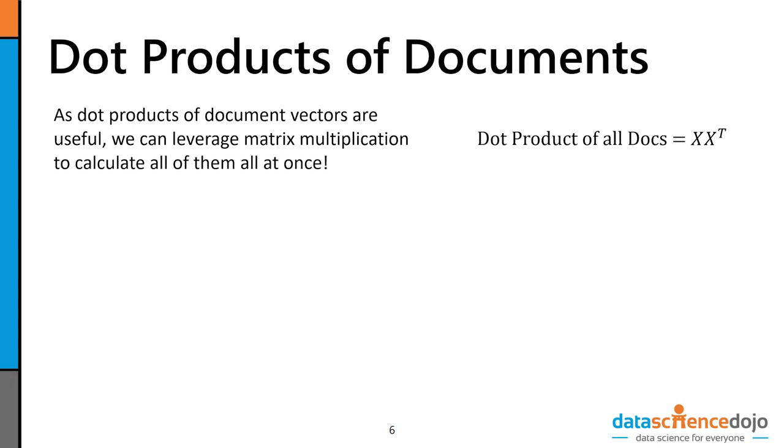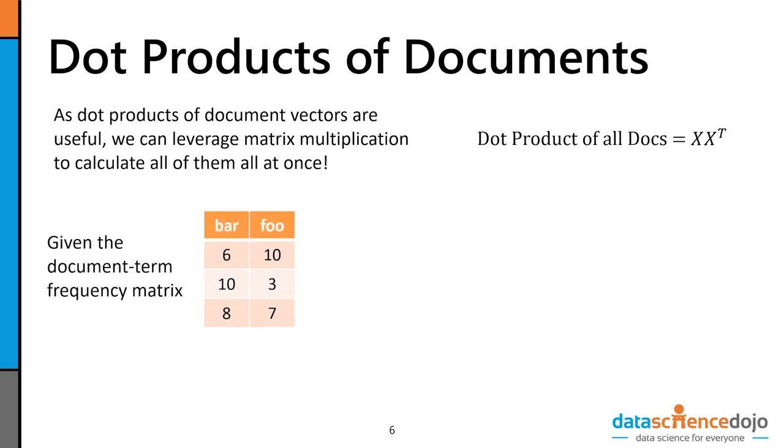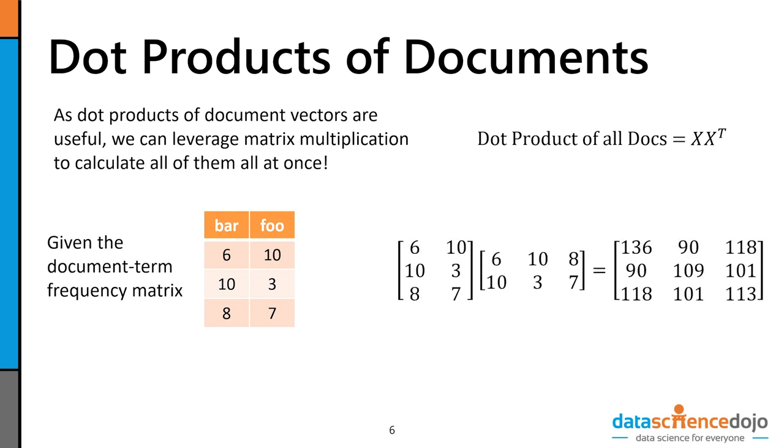How you would do that is simply saying, look, if I had a hypothetical document term matrix, the dot product of all the docs would be X, if that's my matrix, times the transpose of X. The matrix X times its transpose. So once again, given the document term frequency matrix that we're using, this is the mathematics that we get out. Notice this is just our matrix. This is the same as this. Transpose just puts it on its side, right? Columns become rows, and rows become columns. Same idea. And then we multiply them together using matrix multiplication.